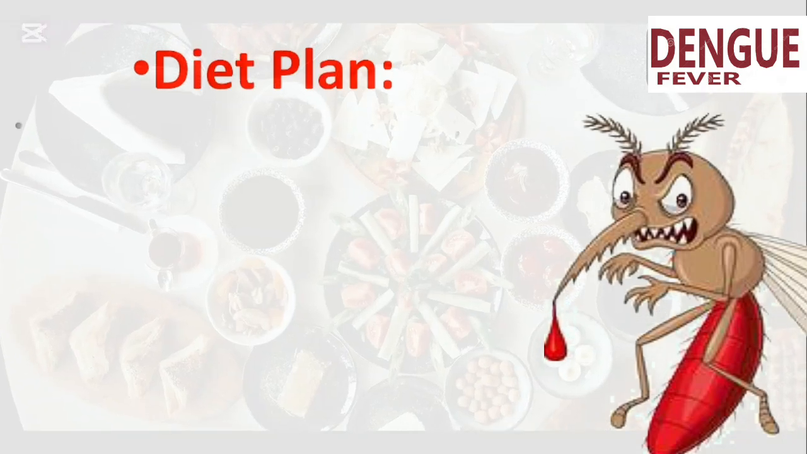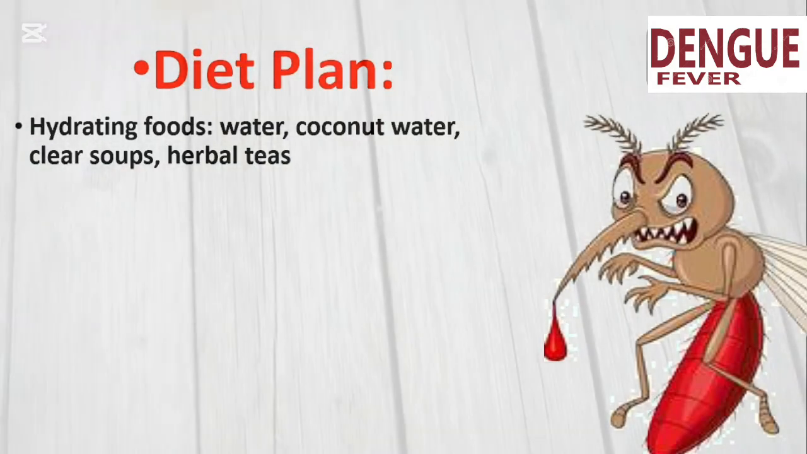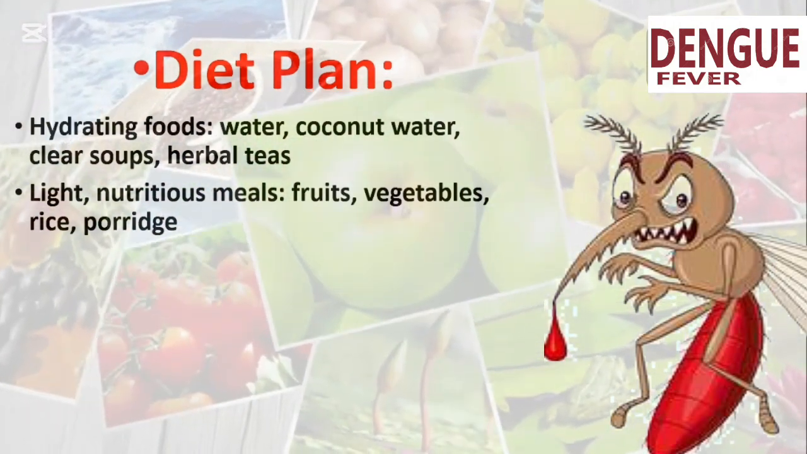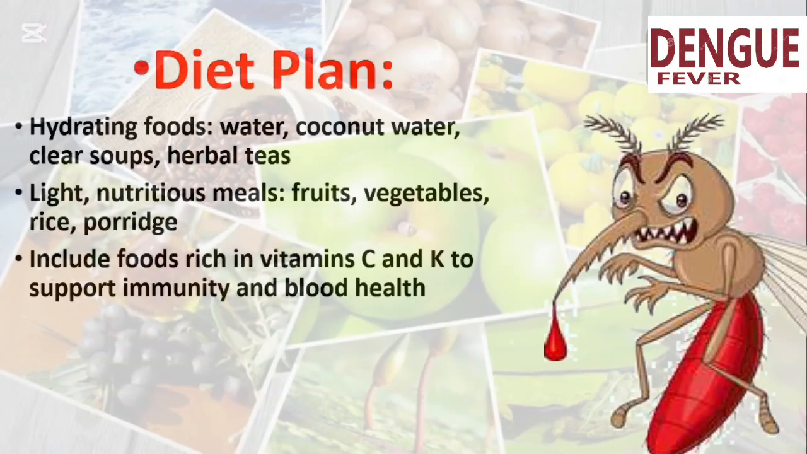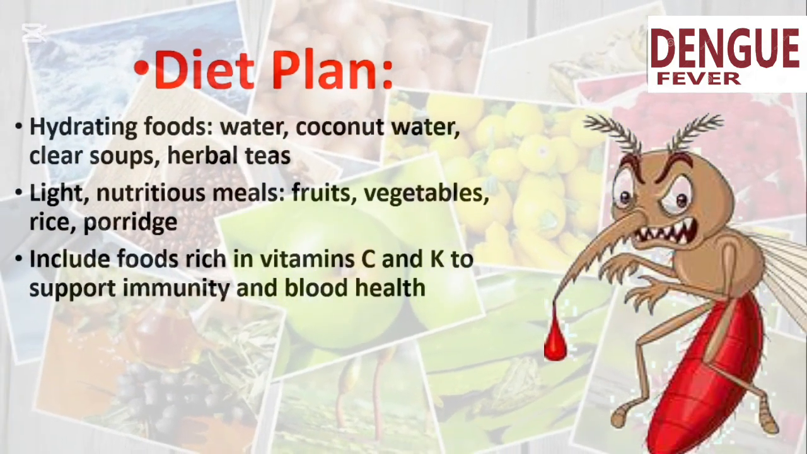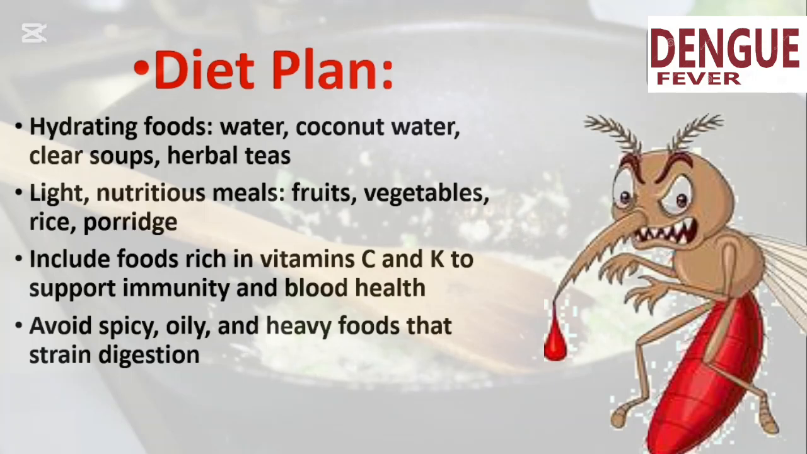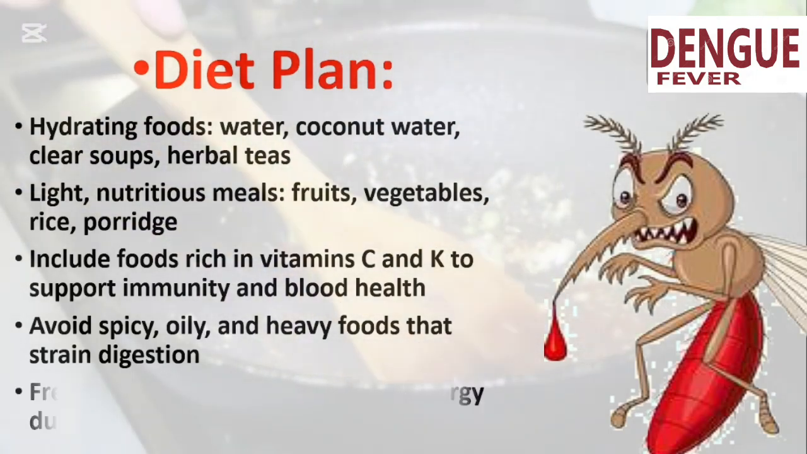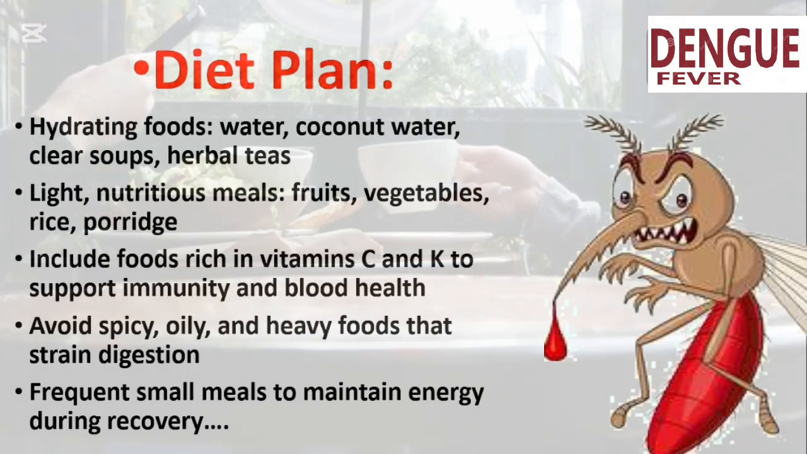Diet plan: hydrating foods, water, coconut water, clear soups, herbal teas, light, nutritious meals, fruits, vegetables, rice, porridge. Include foods rich in vitamins C and K to support immunity and blood health. Avoid spicy, oily, and heavy foods that strain digestion. Frequent small meals to maintain energy during recovery.